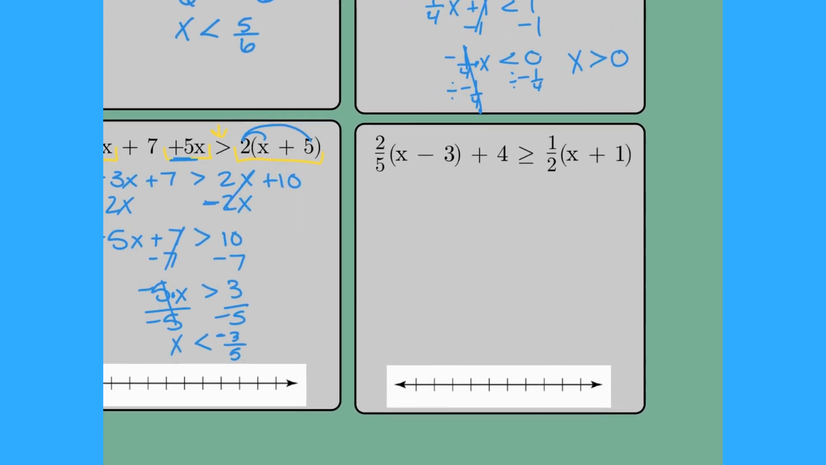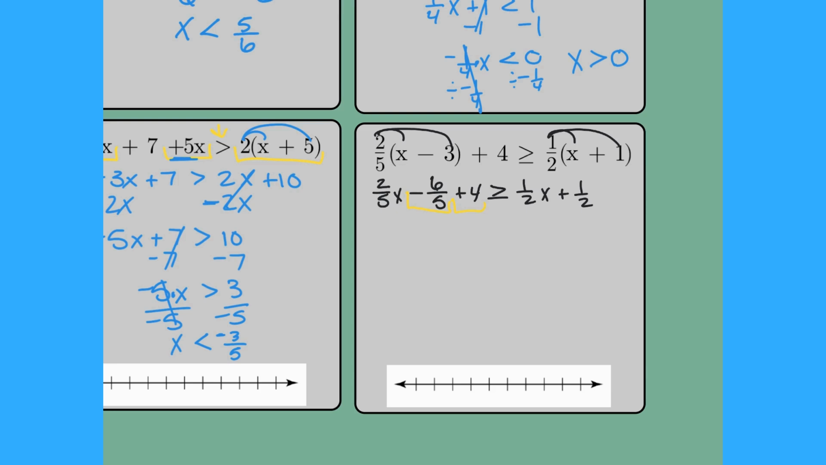And then on the last one, this one's going to be a little bit much with some fractions, but we'll go through it step by step and then make sure you're using your calculator, and that helps with those fractions a lot. So I'm going to distribute and that's going to give me 2/5 x and minus 6/5. We still have that plus 4. I'm going to go ahead and do distributive property on the right side too. So 1/2 times x is half x, and 1/2 times 1 is also 1/2. Then I have some like terms I can combine. So I can combine this minus 6/5 and this positive 4.